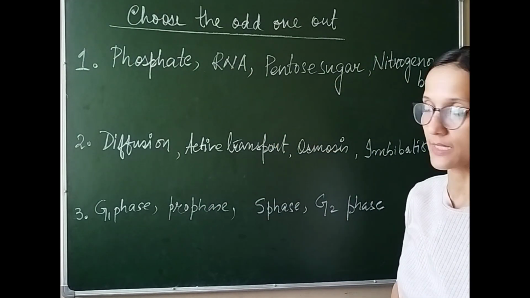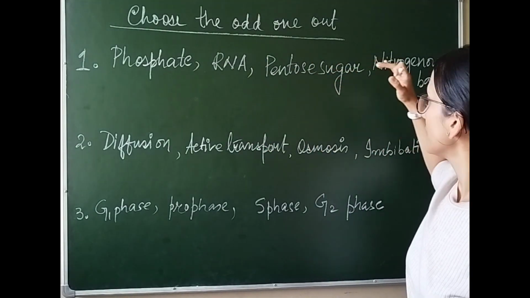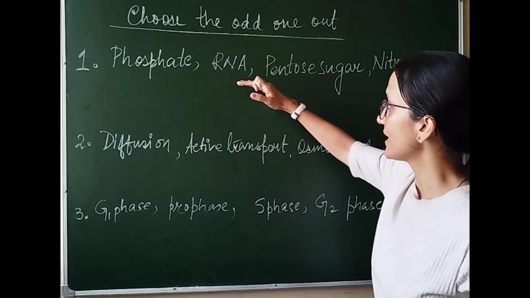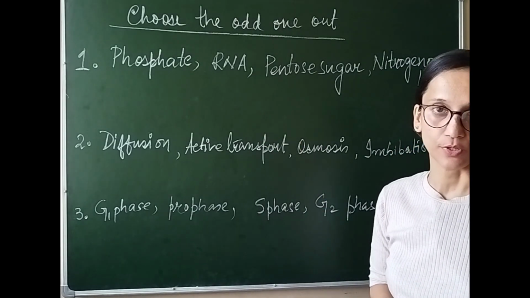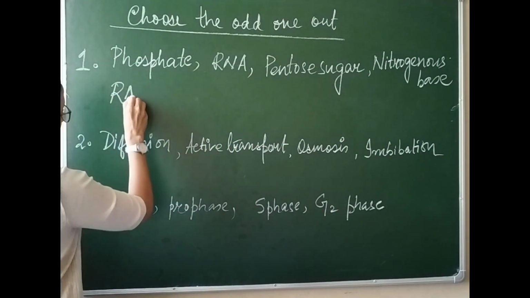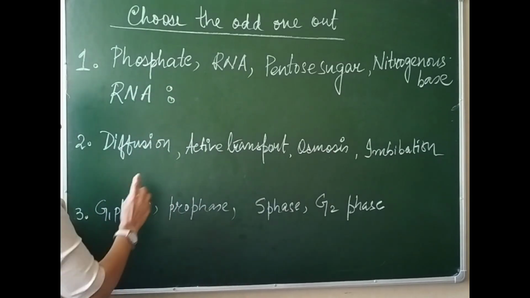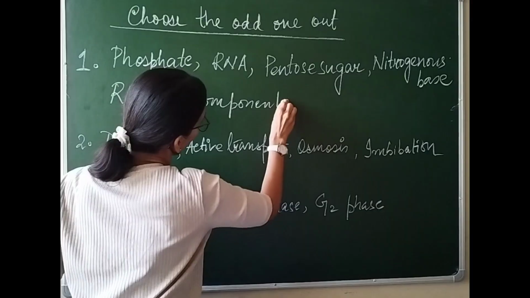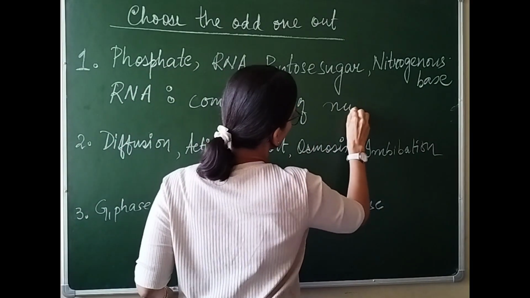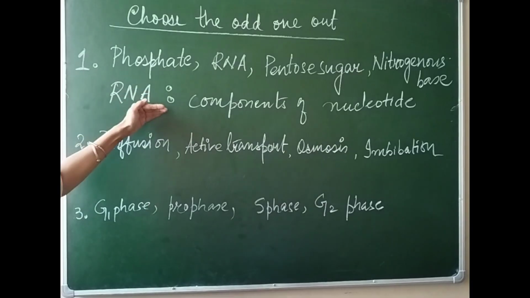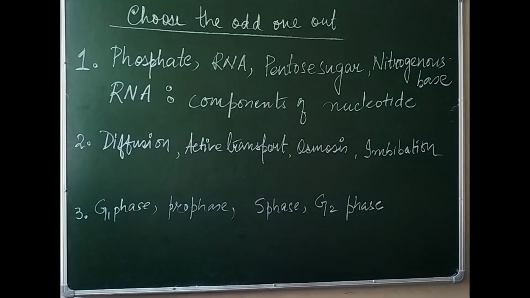and nitrogenous base. Phosphate, pentose sugar, nitrogenous base, these are all components of nucleotide, whereas RNA itself is a polynucleotide. So how are we going to attempt this answer? We are going to write down RNA, of course it is the odd one out, and then you are going to write components of nucleotide. Similar way, we are going to attempt the other questions, okay?